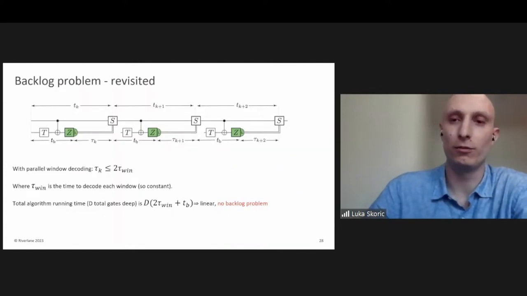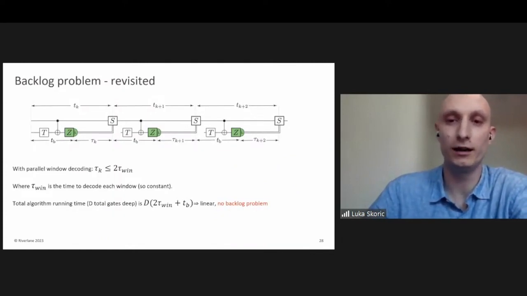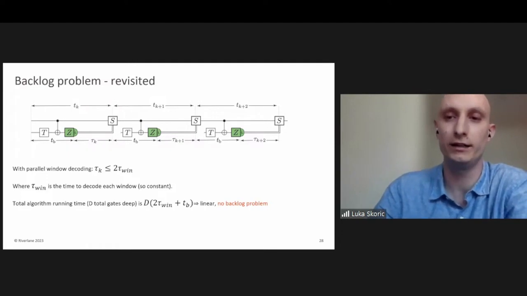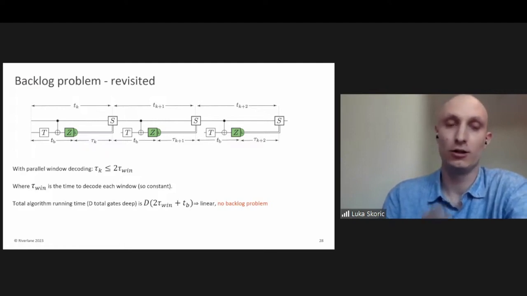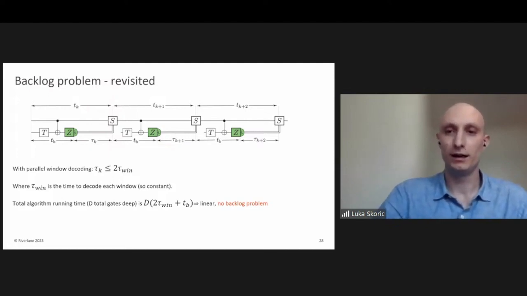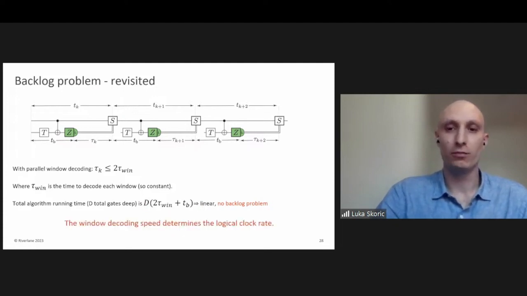So going back to the backlog problem, having a parallel window decoder, we can guarantee that the lag is not going to be greater than the time it takes to decode two windows, so A and B steps, as long as we have enough parallel processes. Our throughput is always going to match the stream of syndromes that are being generated. So therefore, the total algorithm running time is going to be linear in the time it takes to decode windows. So we avoid the backlog problem, but it's still very worthwhile building fast decoders because they will determine the logical clock rate, or the speed of the computation. But this is now only linear instead of exponential in the number of T-gates.